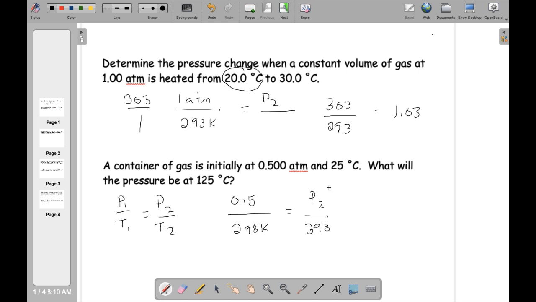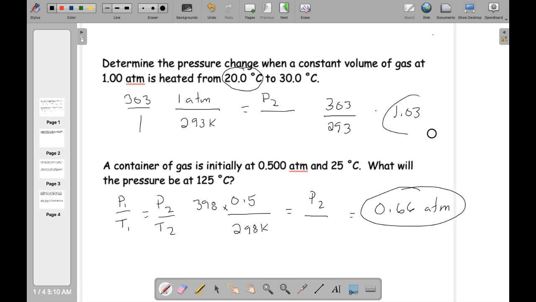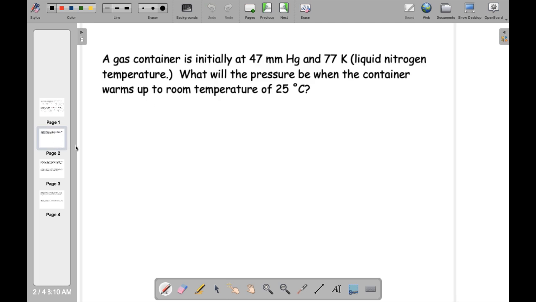So I'm going to rearrange the equation to isolate this P2 on one side. So yet again, I'd have to multiply both sides by 398 over 1. And I will have 398 times 0.5 divided by 298. If I do that math, I will get 0.66 atmospheres. Okay, we're making some progress.